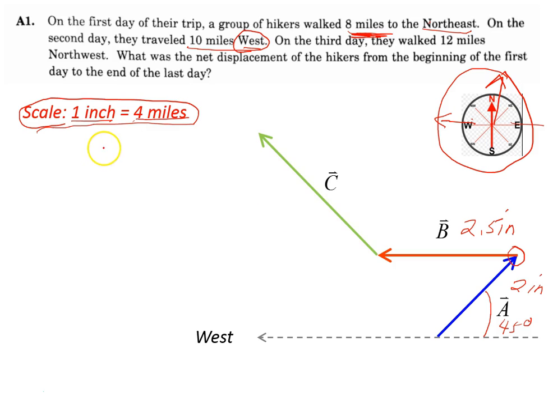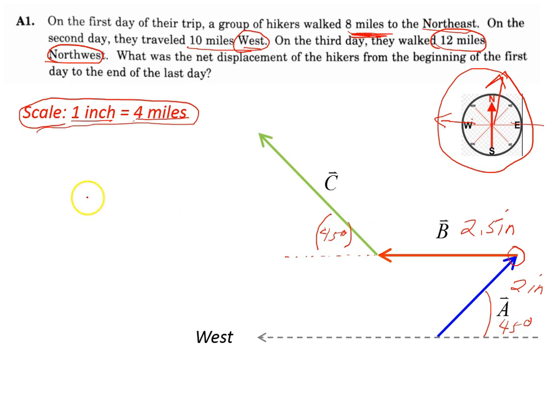Third day, they go 12 miles to the northwest. Well, that's 45 degrees. Of course, if you're using a protractor, how would you get that angle? You'd have to use your protractor and go 45 degrees.